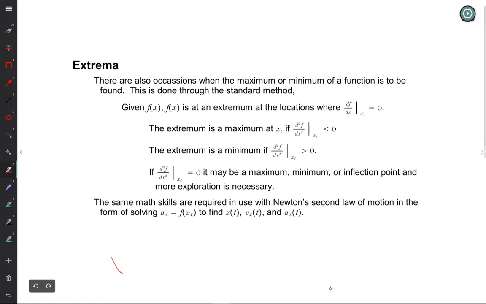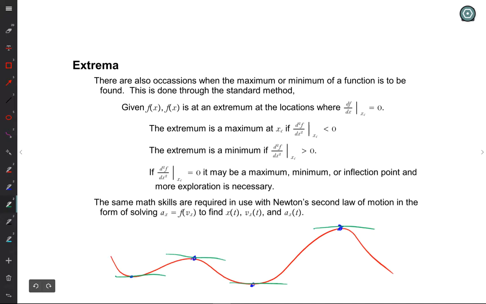So to find the extrema, I have a function like this. The extrema is the plural of extremum, which is a maximum or a minimum. So there's a maximum, there's a minimum, there's a maximum, there's a minimum. What all those have in common is the slope is 0, because you were going up and now you're going down, or you were going down and now you're going up. So mathematically, we can find those by taking the derivative, the slope, because the derivative is the slope of the function. And if the slope is 0, if the derivative is 0, then you're at an extremum.